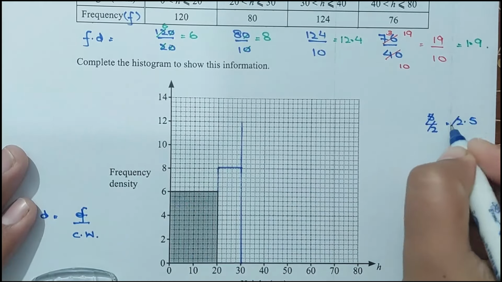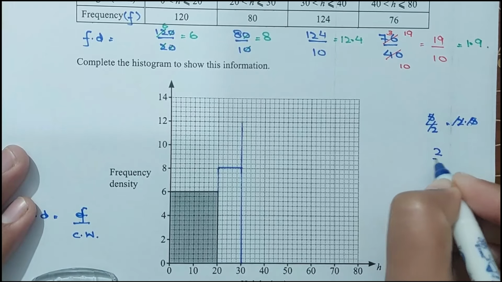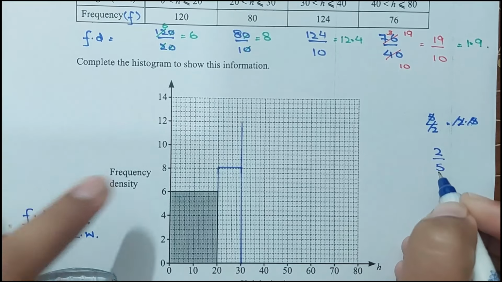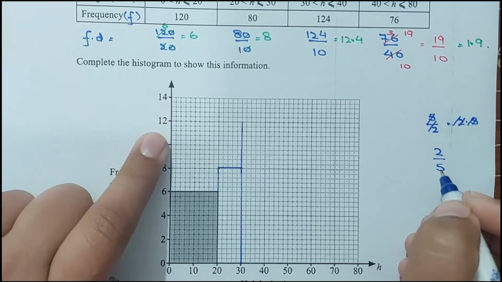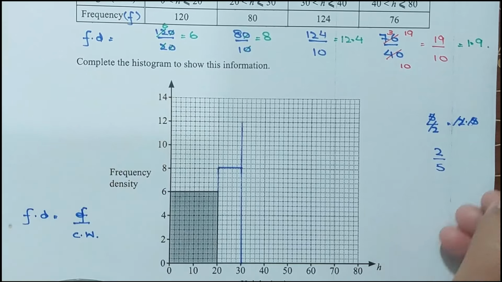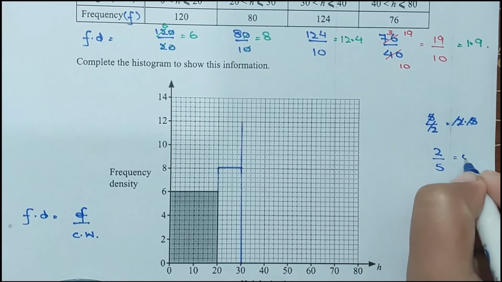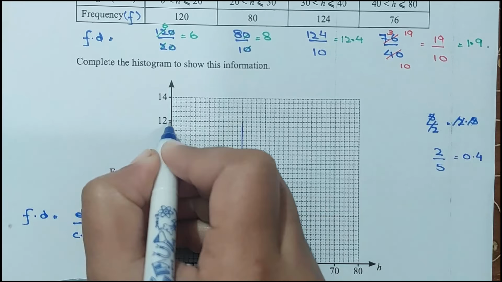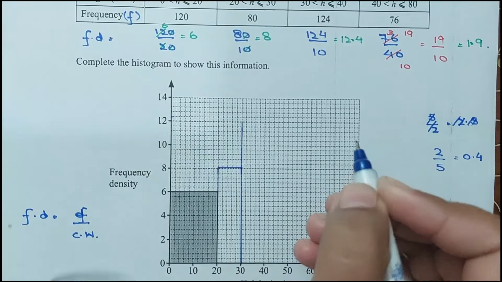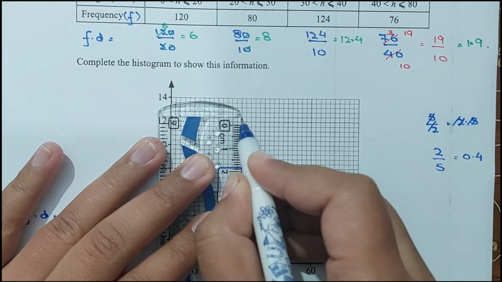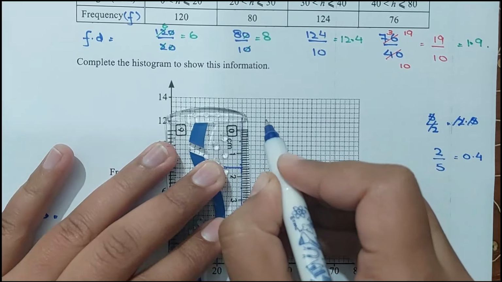So this is basically 2 by 5, because the difference between 12 and 14 is 2, and the total are 5 blocks. 2 by 5 is 0.4. So 12.4 is the next block. Between 30 and 40 it is.